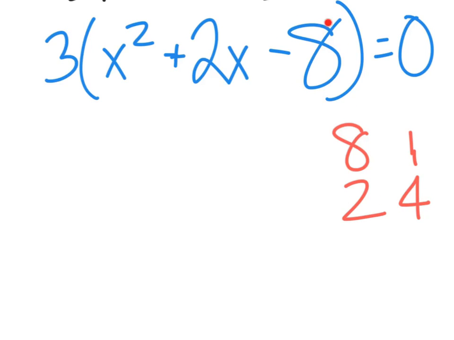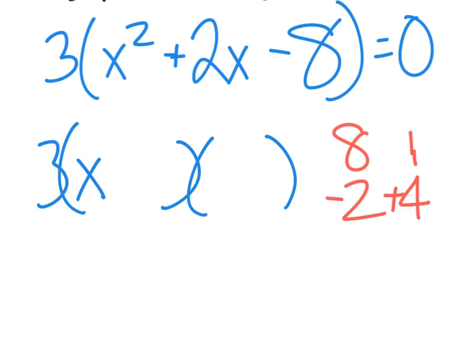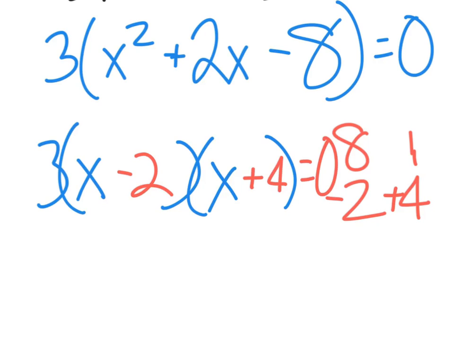But again, this is a negative number, right? So one of these are going to have to be negative. And because this is positive, it's got to be the greatest number. So this has got to be a positive 4, and 2 has got to be negative. Great. So we're going to rewrite this like 3 open parentheses. And because this is x squared, we know it's going to always be x times x. So we've got x minus 2, and then we've got x plus 4. Great. Equals to 0. Almost done.